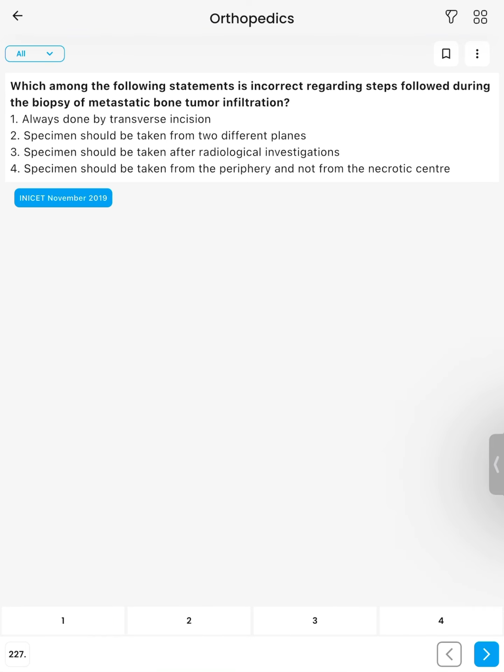Incorrect regarding the biopsy. Always done by transverse incision and should be taken from two different planes. Yes. Should be taken after the radiological investigation. Yes. Specimen should involve the periphery, not the necrotic center. Okay. First of all, we should take the longitudinal incision, not the transverse incision, and all three are correct.